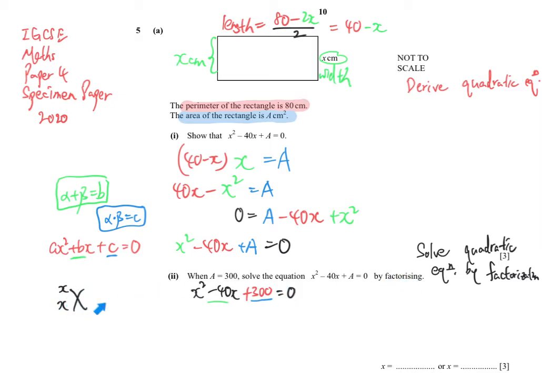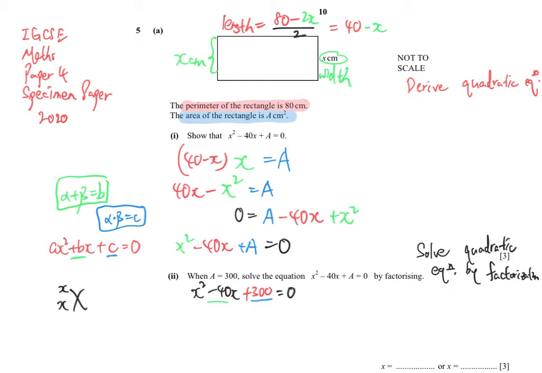For the cross method, we think about the a, b, c first. For a, it's easy, it's positive 1 for this equation. If it is positive 1, it must be x and x for the first two terms. And then we think about the c. The c is positive 300. For the c, we need to think about two numbers that multiply to the value c, which is positive 300.